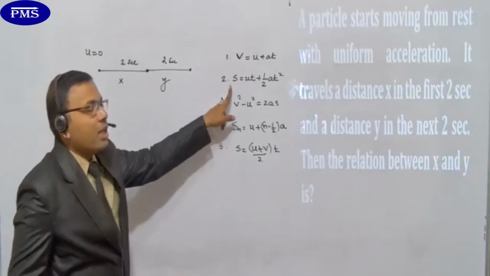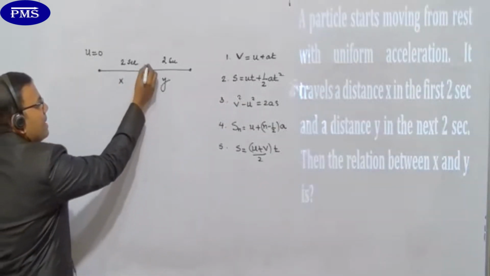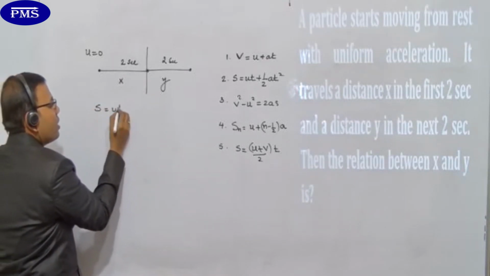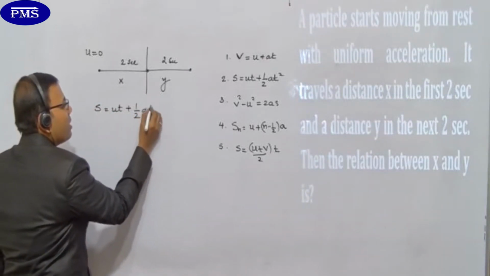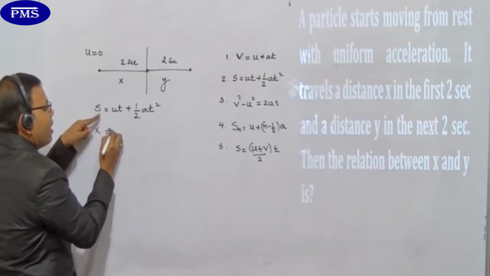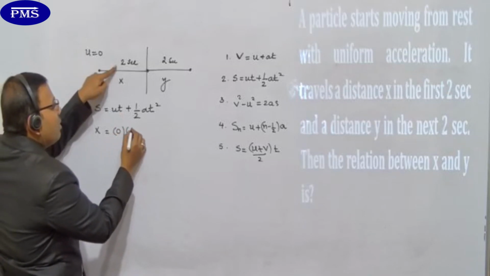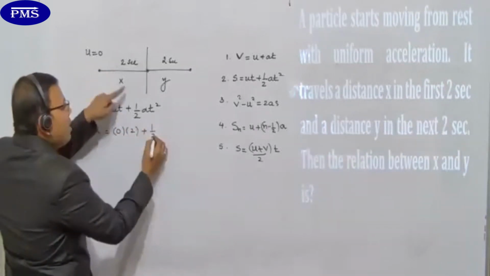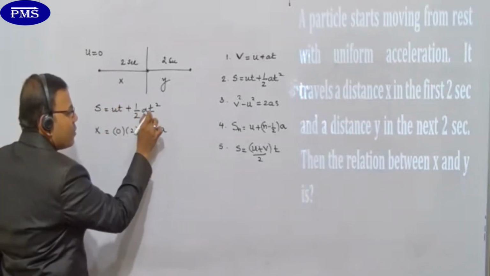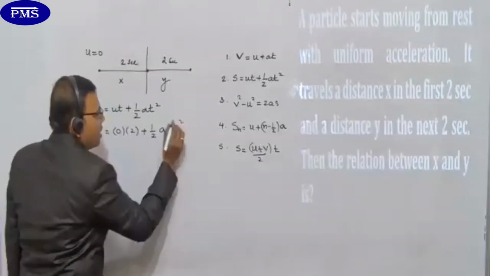So that is the second equation, s = ut + ½at², that we have to use. For the first situation, I use s = ut + ½at². What is s? S is the displacement, and it is x. In ut, what is u? Initial velocity is 0. How much is our time? It is 2. Plus half. What is acceleration? We don't know, but it is uniform, so keep a. And t square, what is it? Time is 2 seconds, so I'll take it as 2 square.